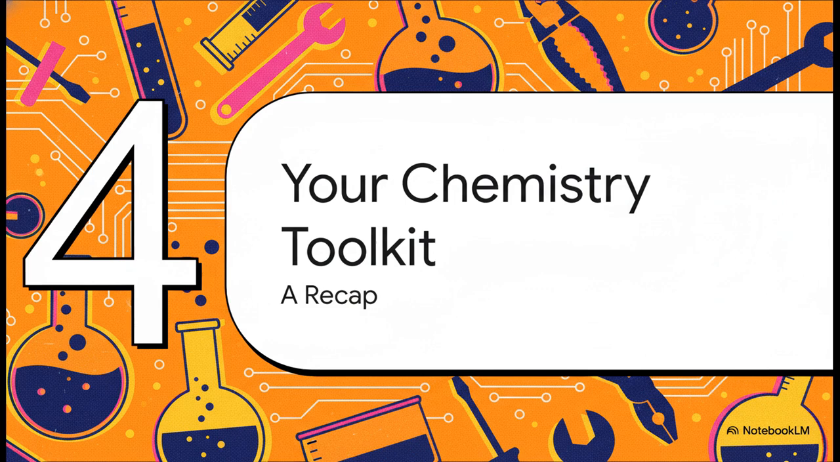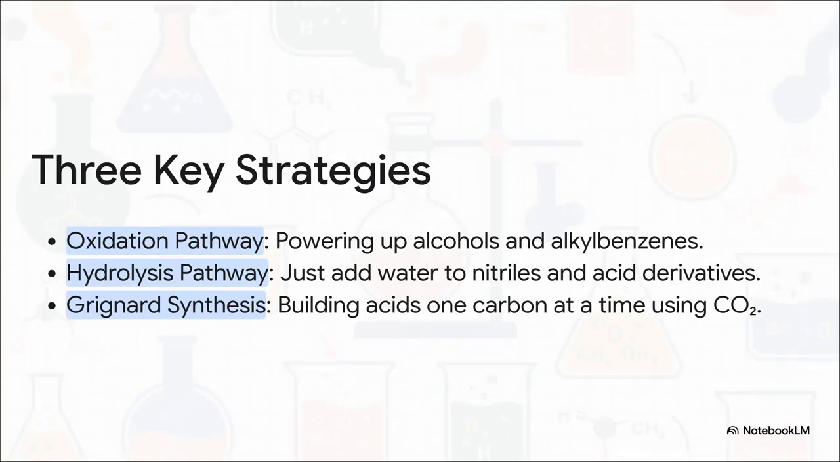Okay, so we've seen a lot. Let's put our tools back on the bench and do a quick recap of the three main strategies we've just walked through. First up, we had the oxidation pathway. That's our chemical sledgehammer, right? For powering up alcohols and alkyl benzenes. Then we had the hydrolysis pathway, our precision tool. Just add water and you can convert all sorts of things. And finally, our construction set, the Grignard synthesis, for building new carbon chains using CO2.